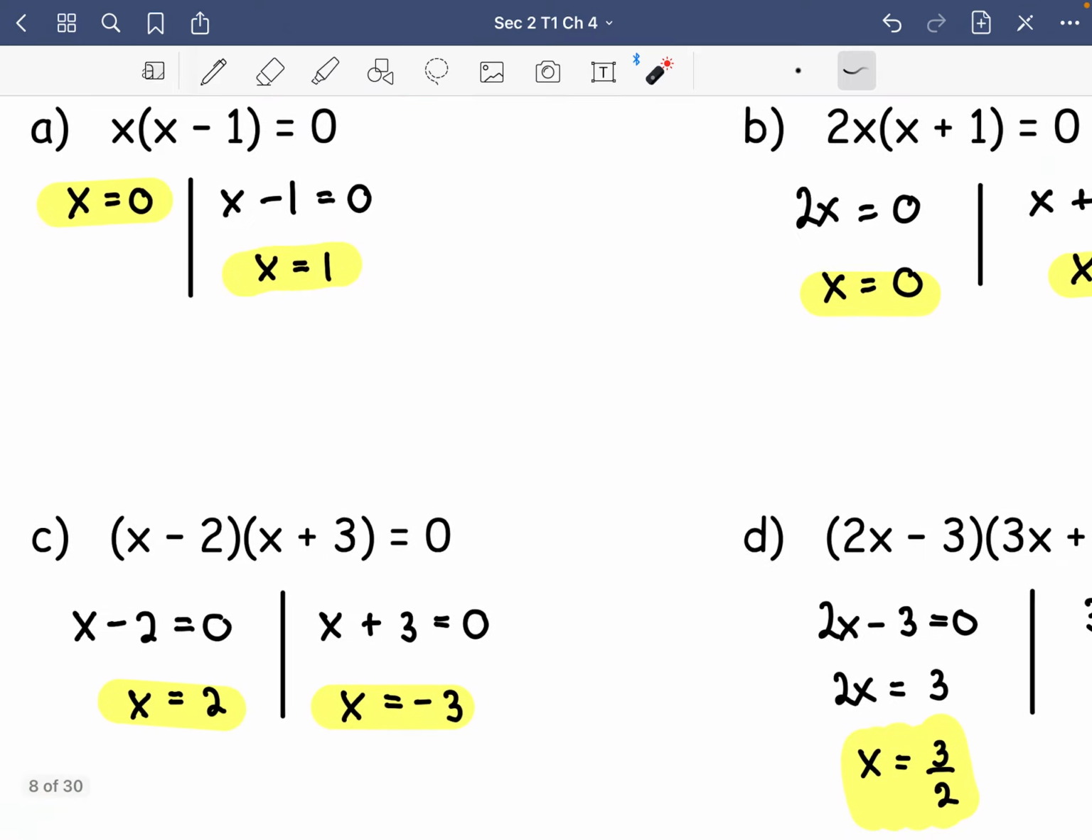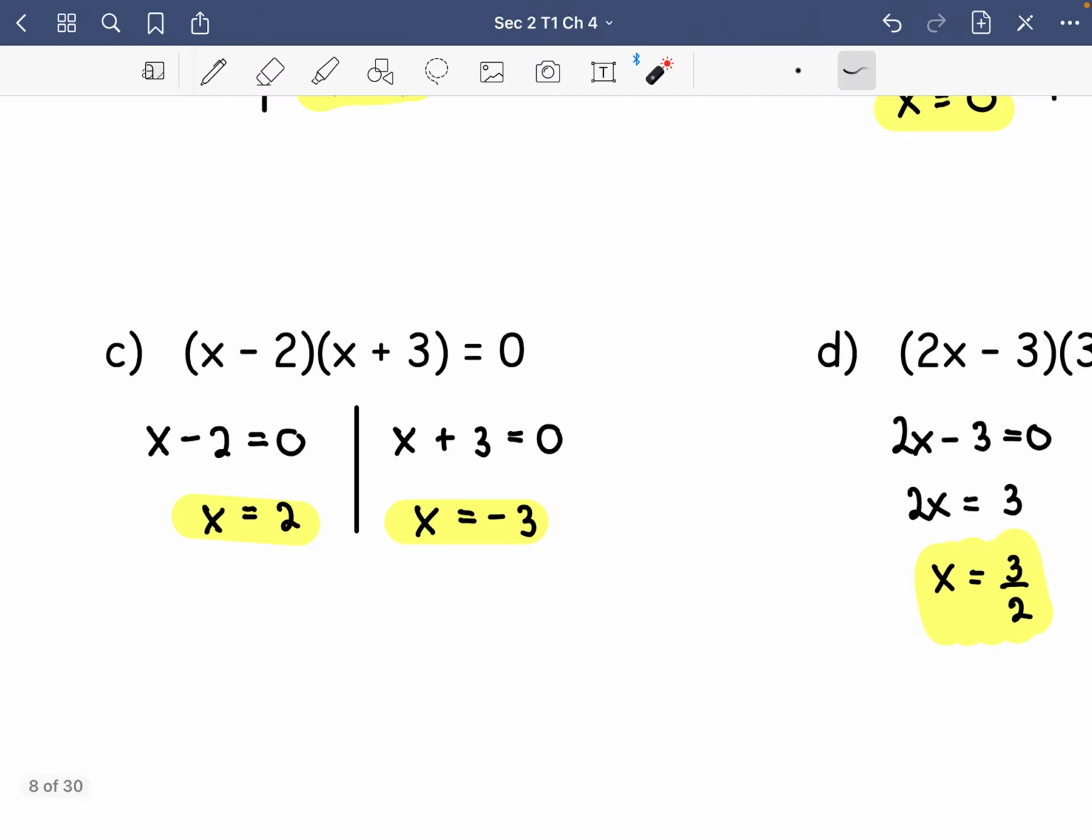Now let's proceed to letter C. For letter C, we have x minus 2 and x plus 3. So we get x minus 2 equals 0, and x plus 3 equals 0. Solving for x, x is equal to 2, and the other one is negative 3. So the values of x are 2 and negative 3.